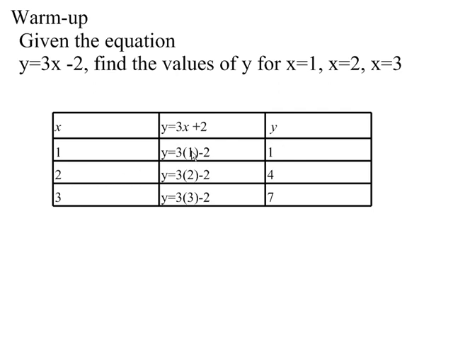When you input 1 for x, 3 times 1 is 3. 3 minus 2 is 1. When you input 2 for x, you get 4 for y. When you input 3 for x, you get 7 for y. So if you got 1, 4, and 7 for x equals 1, x equals 2, and x equals 3, you are correct.